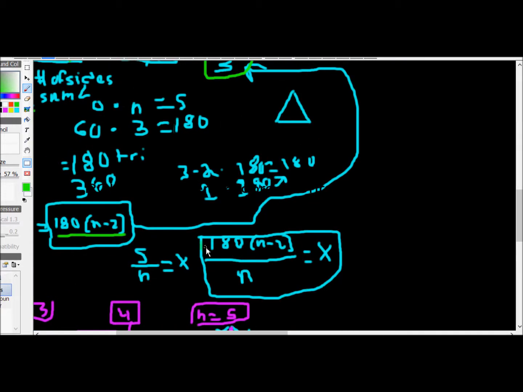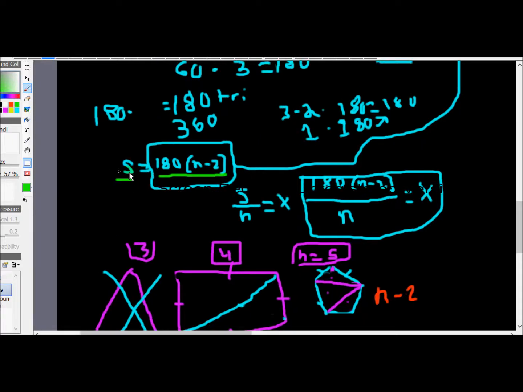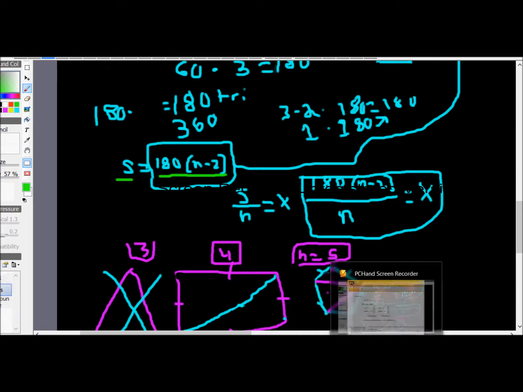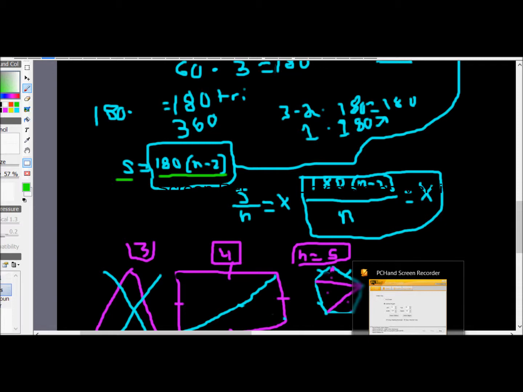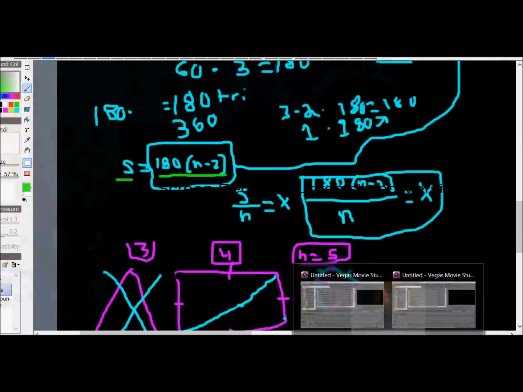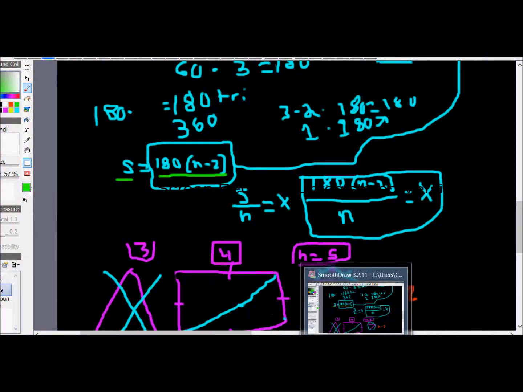So our equation is going to be the sum, which is 180 parentheses n minus 2, divided by n, sorry, where n is the number of sides. So if you take this sum divided by the number of sides, you have a number that is capable of finding the individual number.